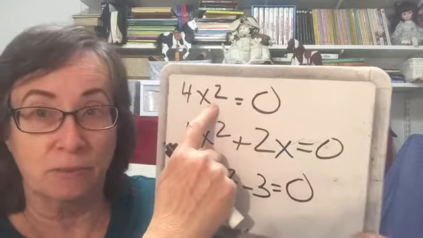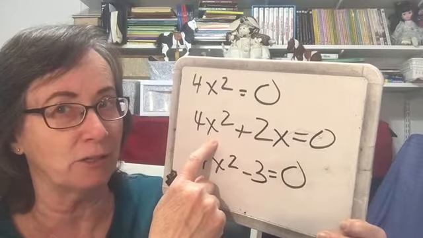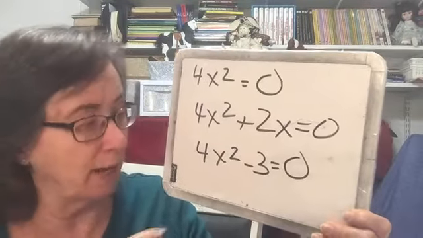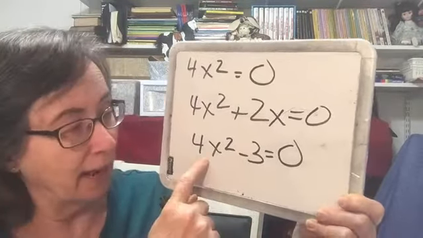So 4x squared equals 0 has an x squared term, but it's missing an x term and it's missing a constant term. No worries, it's still a quadratic equation. 4x squared plus 2x is equal to 0 is missing a constant term, but it has an x squared term, therefore it is a quadratic. And this one is missing its x term. 4x squared, there's no x, minus 3 equals 0. But that's okay, because it still has a quadratic term, therefore it is a quadratic equation.